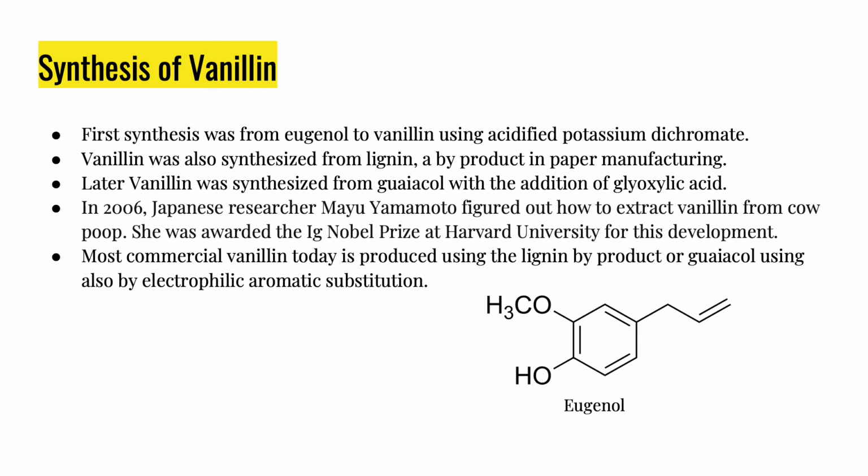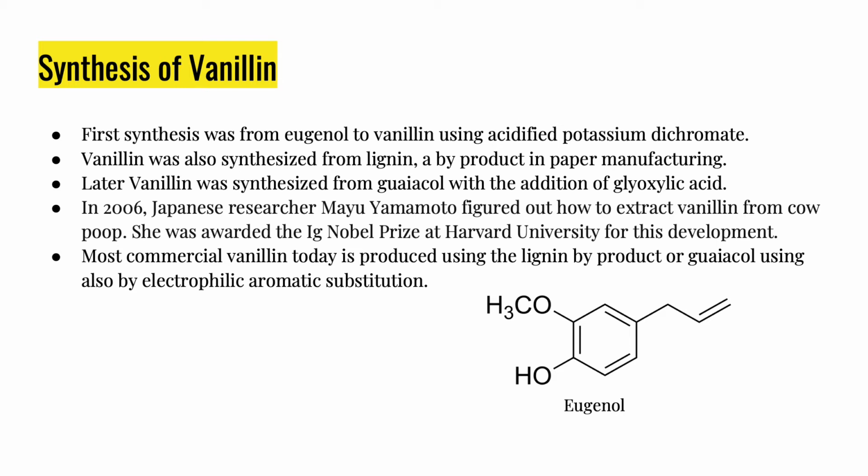Looking closer at the synthesis of vanillin, which again makes up the majority of vanilla taste, the first synthesis was to convert eugenol to vanillin using acidified potassium dichromate. Eugenol is an essential oil extracted naturally from cinnamon, nutmeg, clove oil, and basil. Vanillin was also synthesized from parts of lignin, which is a byproduct of the paper manufacturing process.